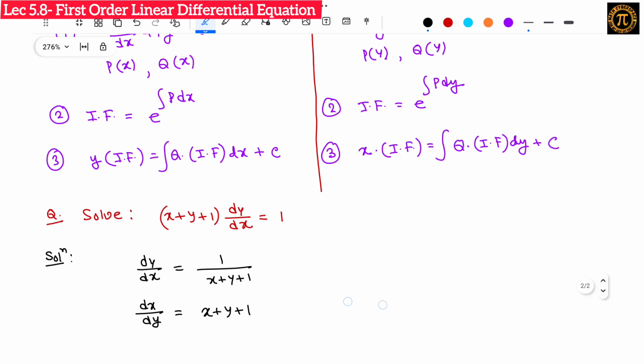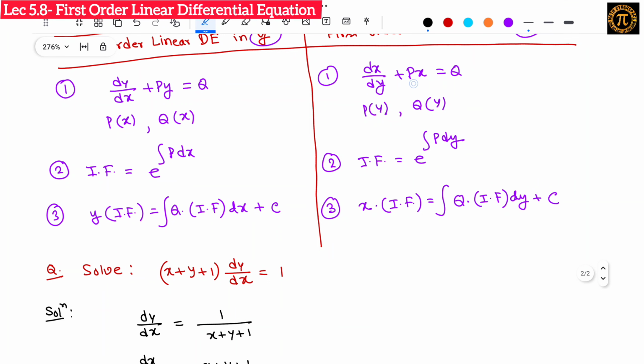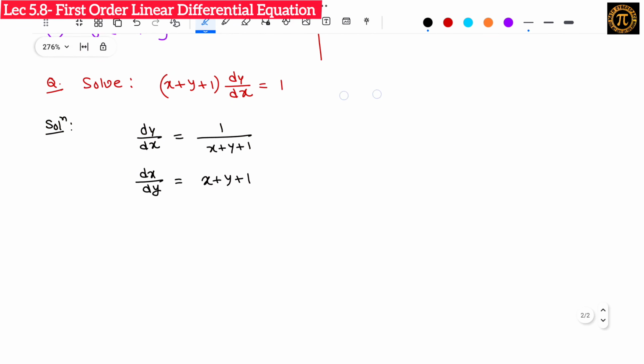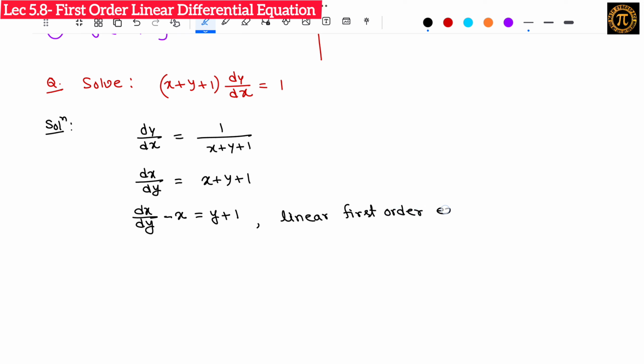So when the dependent variable is x, you can see that the left hand side has the x term, P x. So the left hand side must contain the x term. So obviously in this case you have to take this x to the left hand side. So dx/dy minus x equals y plus 1. Now you can see that this is a linear first order equation in x.